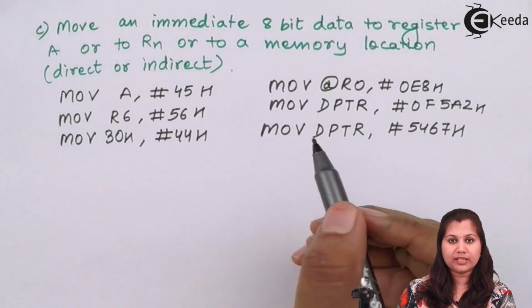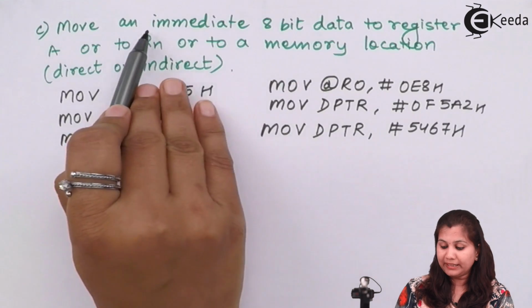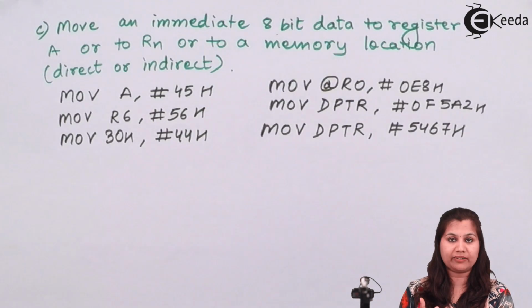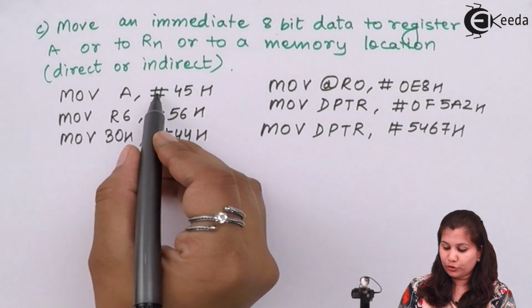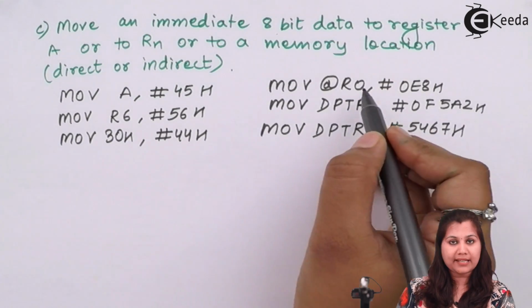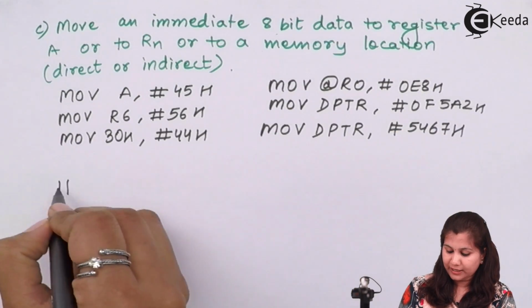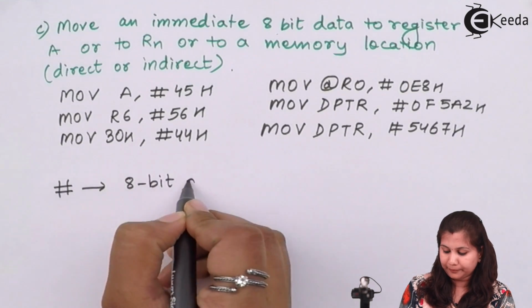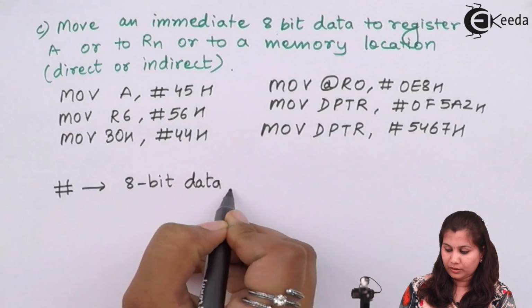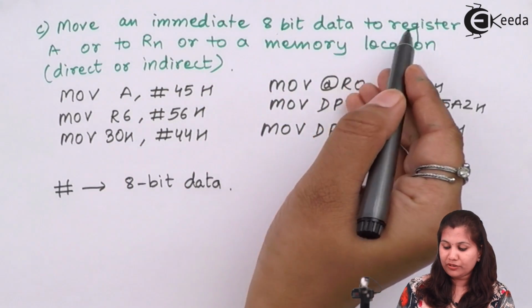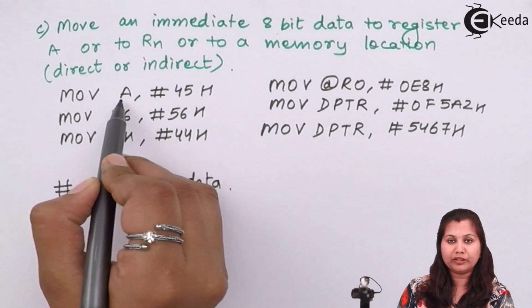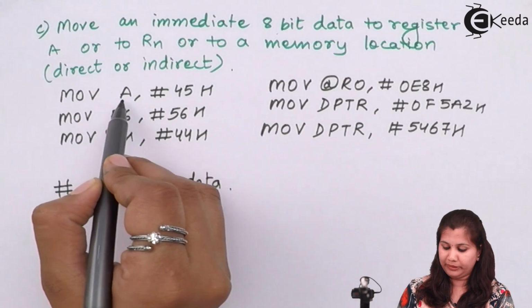So examples of this are like move an immediate 8-bit data. Whenever an immediate data is given in the instruction, we use this hashtag sign. Okay, so this sign is used to represent an immediate 8-bit data. Now this data can be transferred to the register A. So first instruction, this 45 will be stored into the accumulator.